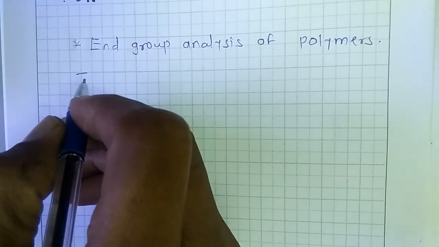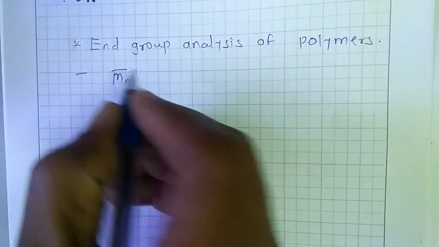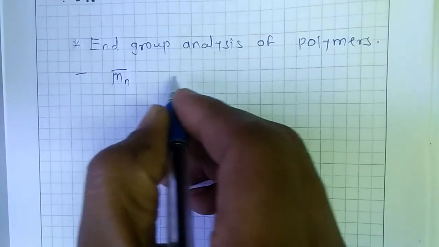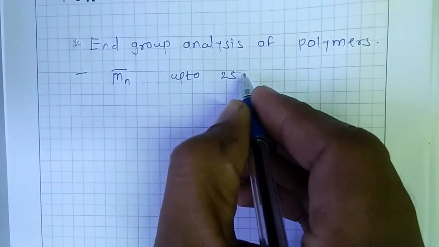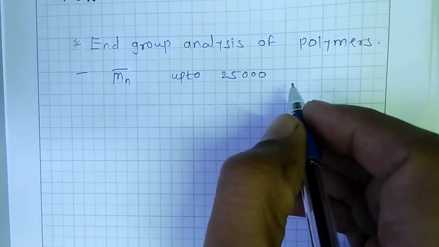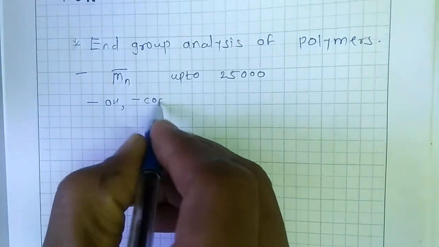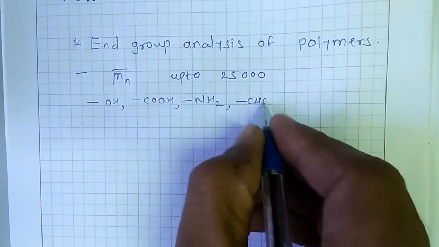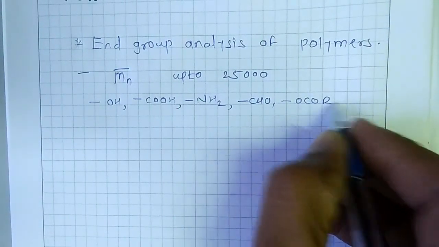as per the molecule. So, it is expressed in terms of Mn bar, and the molecular weight of the polymer should be up to 25,000, not more than that. Okay, then the end groups like OH, COOH, NH2, CHO, sometimes ester group OCOR, etc.